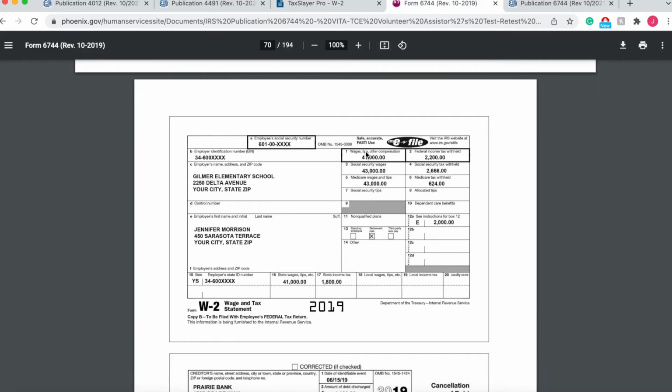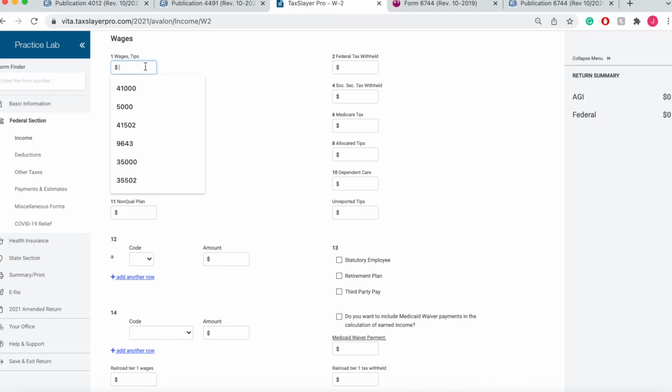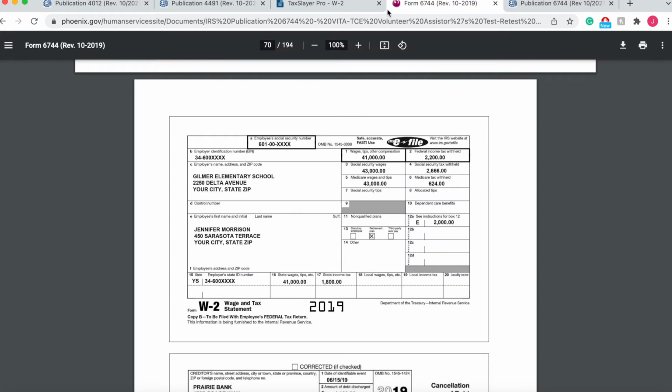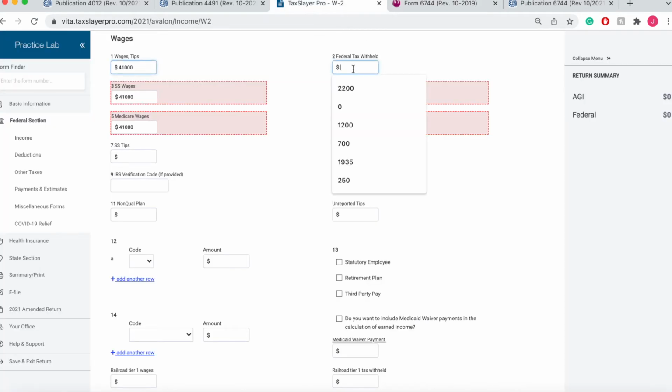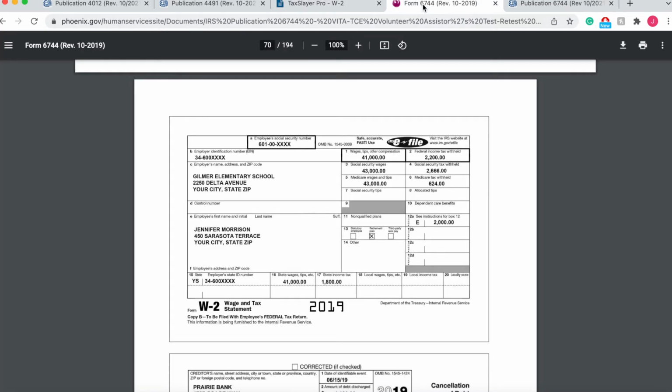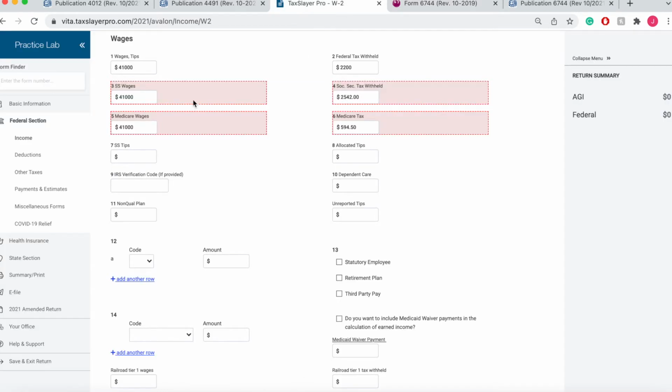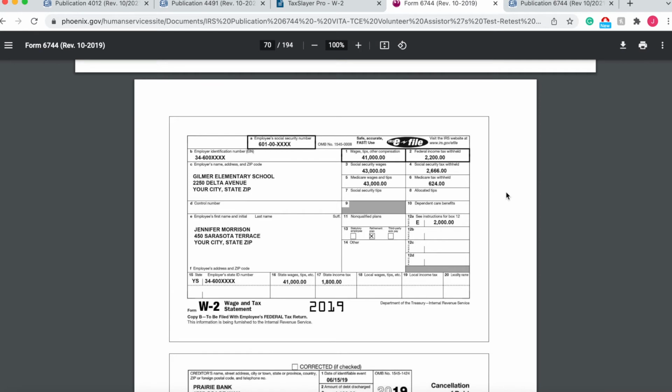And so we're going to start here on the top with the wages, and so I'm going to go ahead and enter those, $41,000 here in the wages, federal income tax withheld, $2,200. So you see here it auto-populated some stuff, but what auto-populated was actually not correct. And so I have to go in here and change it. This is why it's important you're always verifying what the software is entering correctly, because our Social Security and our Medicare wages were actually both $43,000.